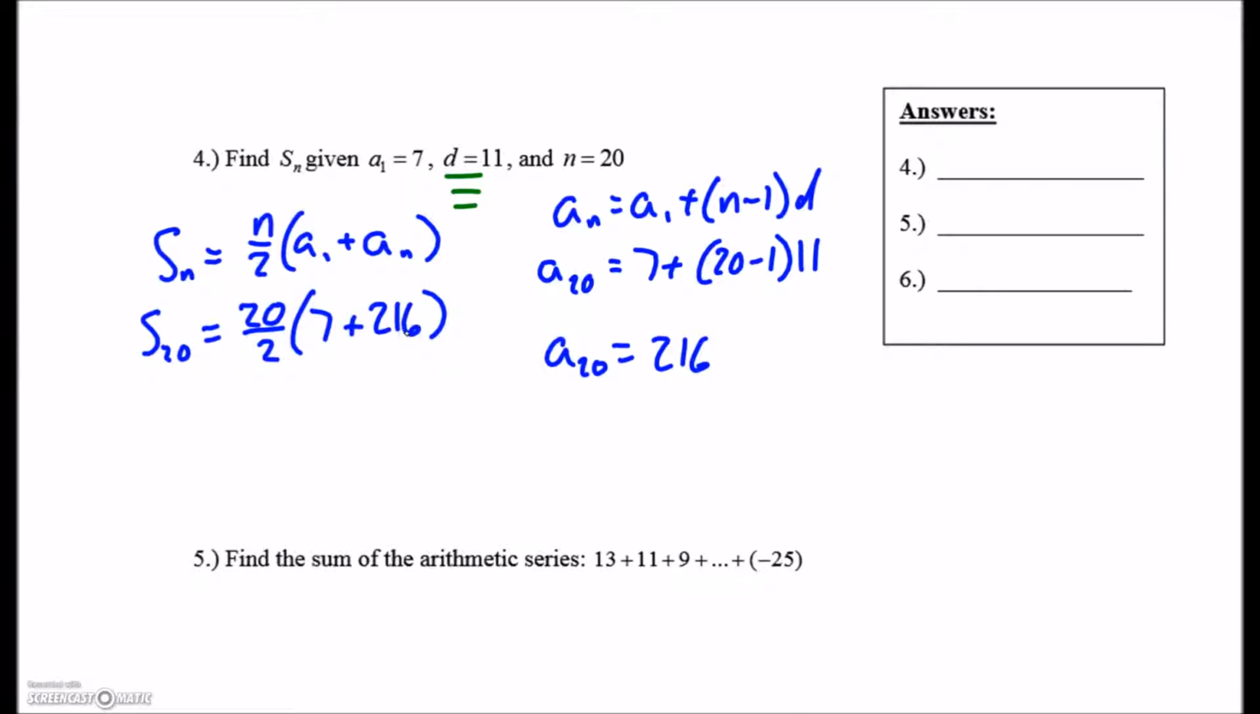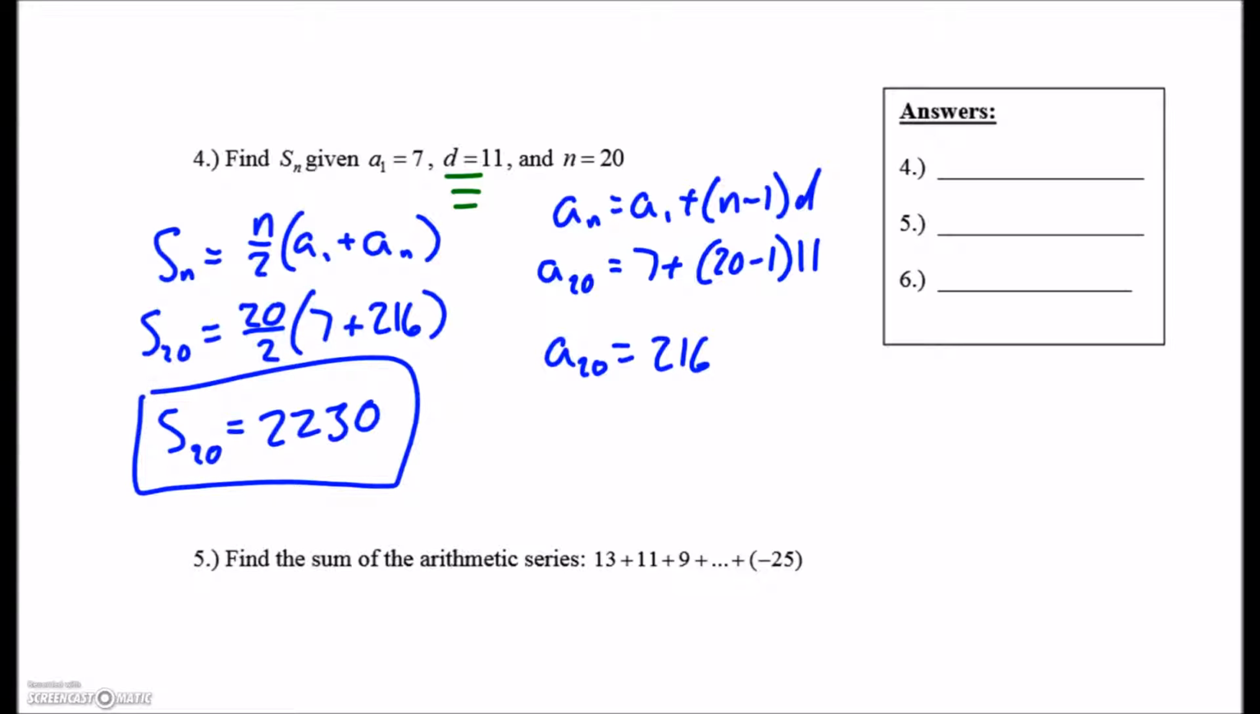That's the 216. And now this is, again, a job for my calculator. So I just start plugging this stuff in. And when I do, it looks like this gives me a 2,230. And that's it. All right, so we start with our sum formula because that's what it asked for. And then if we're missing something, we go to the previous formula.